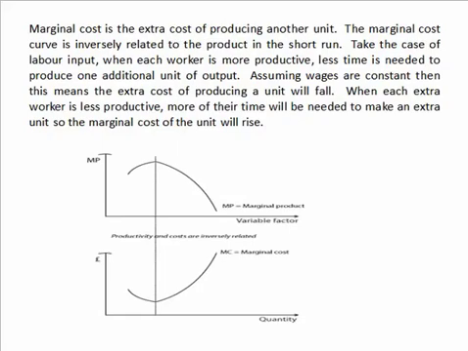When each worker is more productive, less time is needed to produce one additional unit of output. Assuming wages are constant, this means that the extra cost of producing a unit will fall.